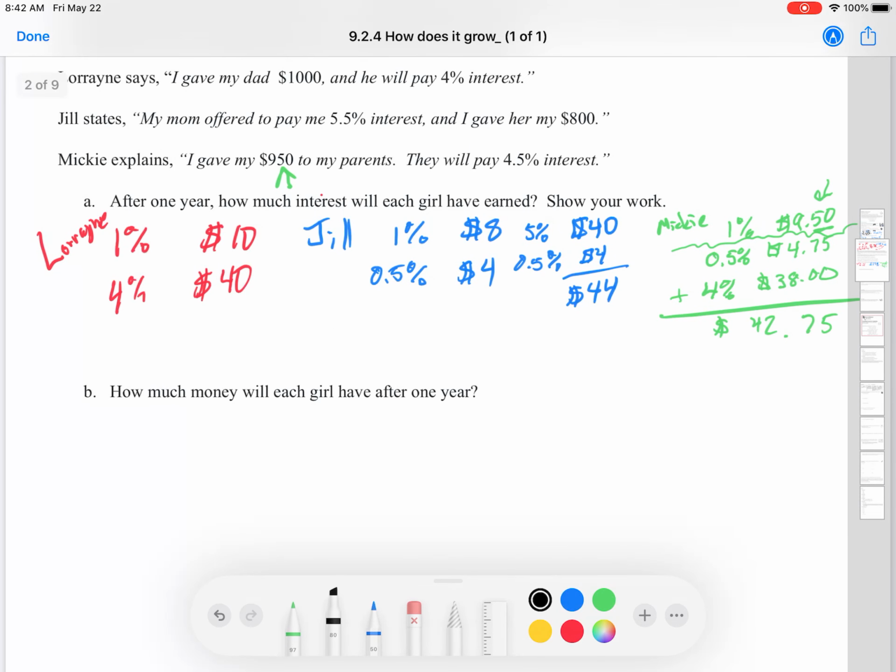And let's take a look here. $42.75 for Mickey, $44 for Jill, and $40 for Lorraine. How much money will each girl have after 1 year? We just need to add those up, right?